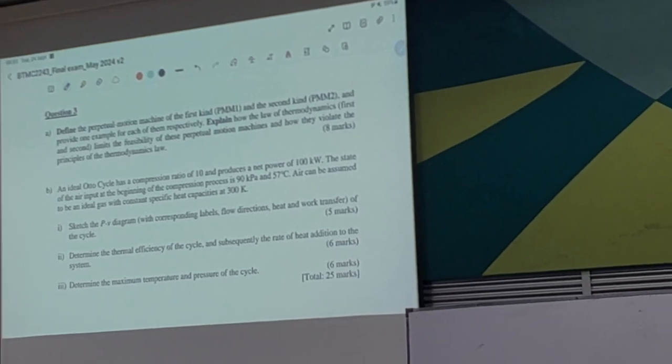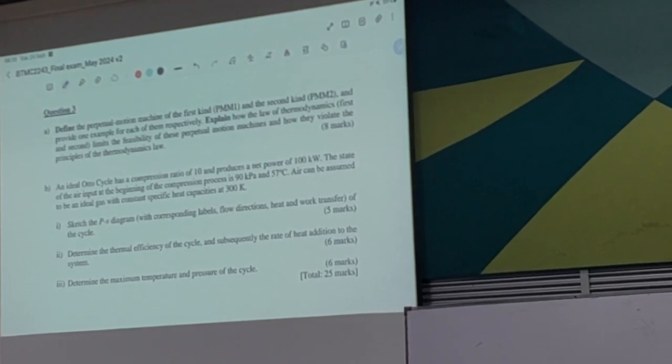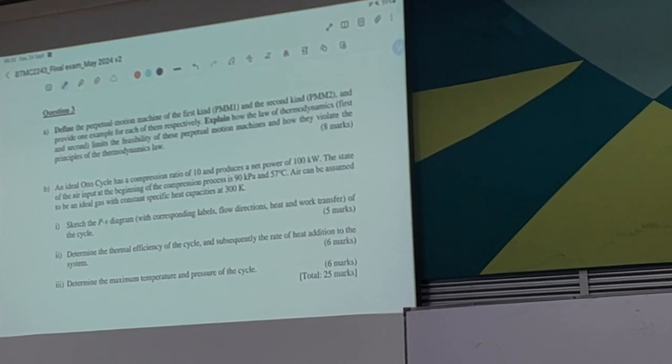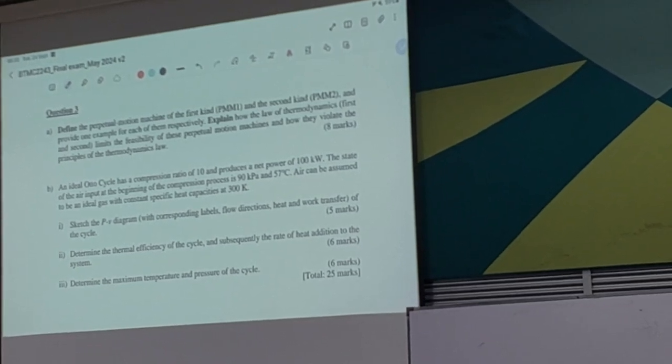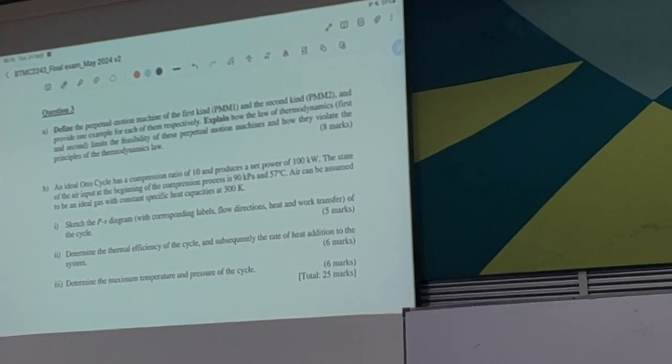Maybe we just talk about it verbally like this. Now, PMM, perpetual motion machine, is actually very easy to remember that definition. Why? PMM1 means the device that violates the first law. PMM2, device that violates the second law. But of course, for the second law we have two statements, so there are two things there. So let's say PMM1 is a device that violates the first law.